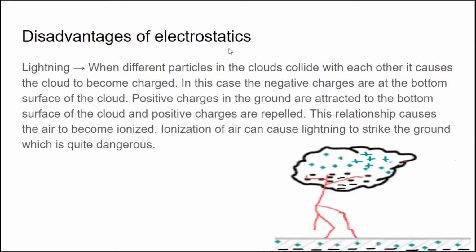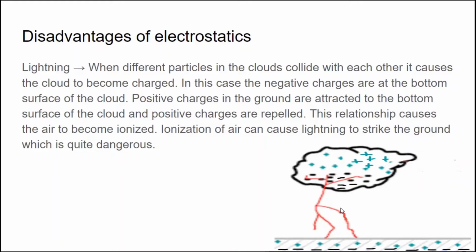The disadvantage of electrostatics is commonly seen in lightning. So when different particles in the clouds collide with each other, it causes the cloud to become charged. In this case, the negatively charged particles are at the bottom of the surface of the cloud and the positive charges are on the top. This causes the positive charges on the ground to be on the top surface and the negative charges to be at the bottom surface as seen in the diagram.